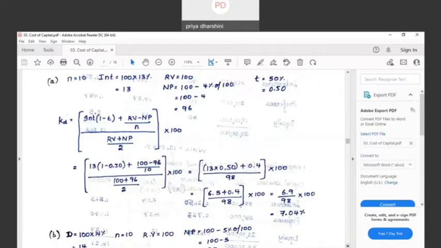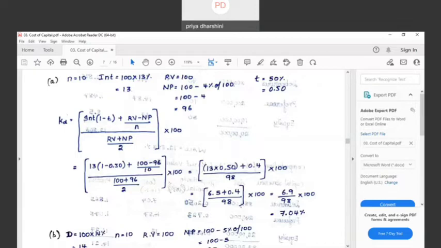So with this information, in A, B, and C, I have to find cost of debt, cost of equity, and cost of preference shares. The debentures are redeemable. How do you find cost of debt? Interest into 1 minus tax rate plus RV minus NP by N, divided by RV plus NP by 2, into 100. How much is interest? 13% on face value. 100 rupees into 13%, 13 rupees is the amount of interest.